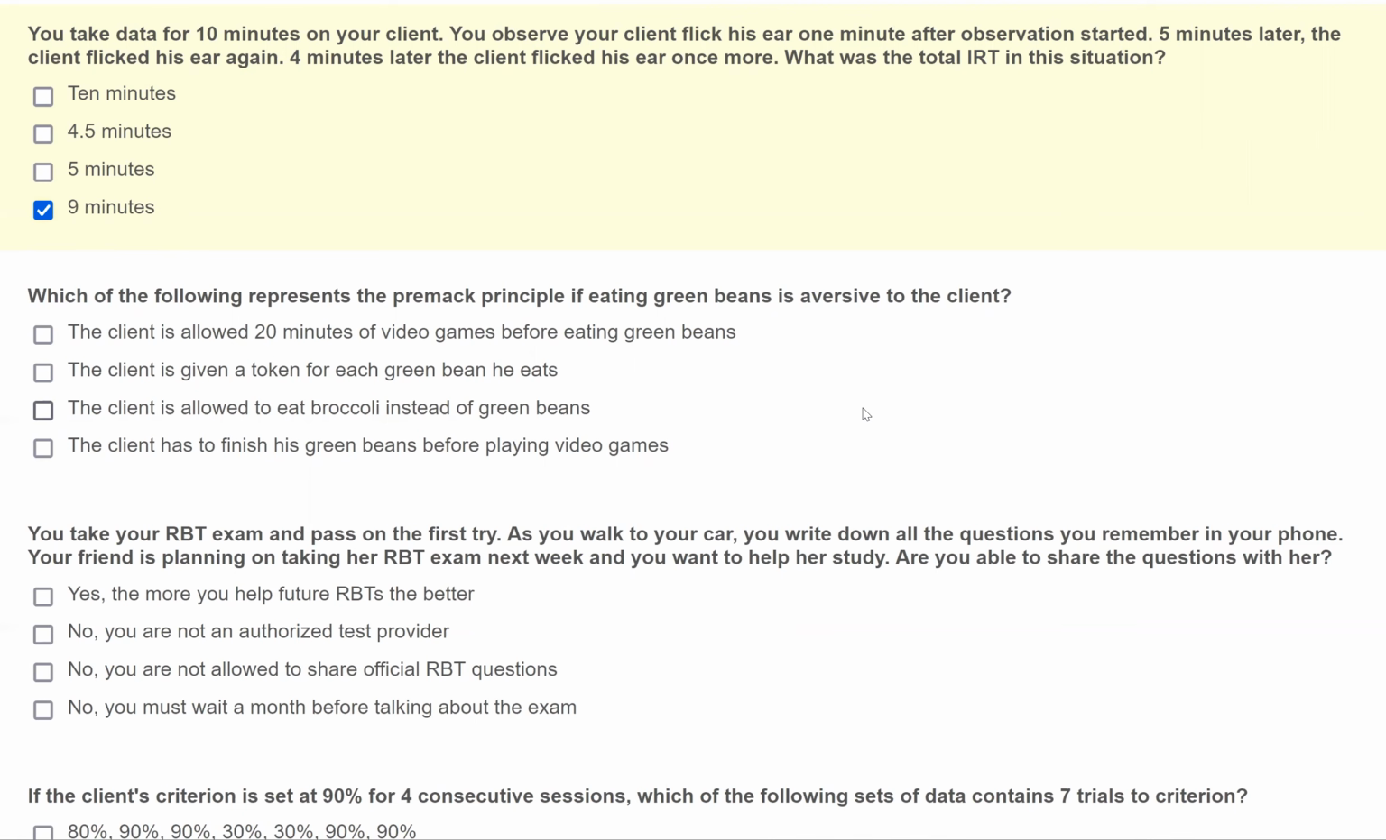We want the non-preferred or the aversive to happen first. So we're looking for a scenario where the client or the learner has to eat green beans before they can do something else. So A, the client is allowed 20 minutes of video games before eating green beans. If we're using the Premack principle, are we going to use the preferred activity first? No, we're using it as a consequence. So if anything, these are going to be reversed, right? If you eat your green beans, then you get 20 minutes.